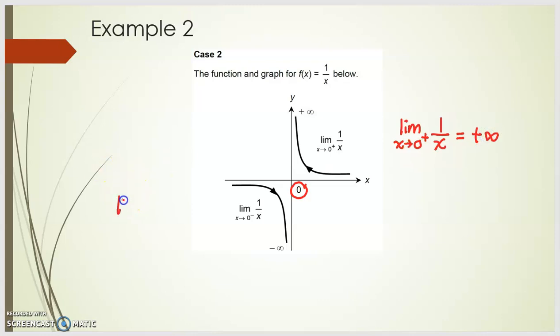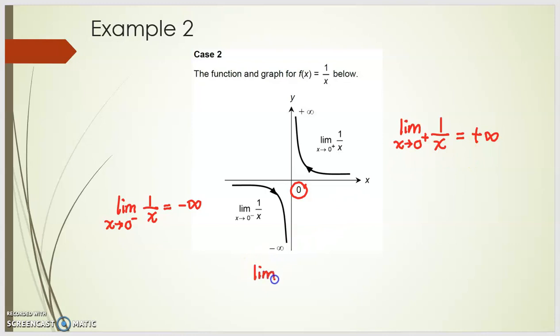Whereas for the limit of the function 1 over x as x approaches 0 from the left-hand side, here is the left-hand side. When x approaches 0 from the left-hand side, following this graph, this one will approach negative infinity. So the limit for the left-hand side approaches negative infinity. At the same time, the limit for the right-hand side approaches positive infinity. Now one is negative infinity, another one is positive infinity.